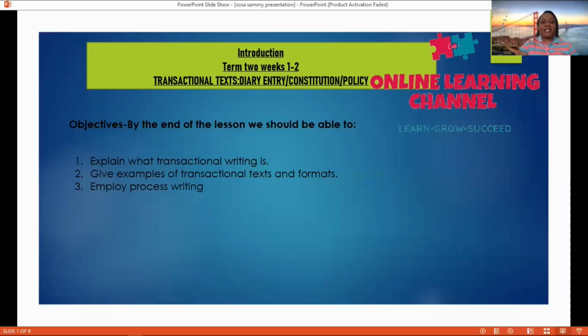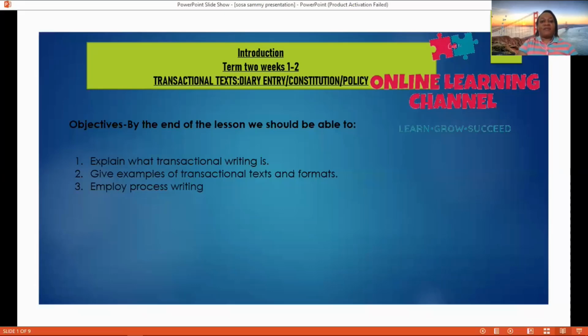Today we are looking at a lesson on transactional texts, specifically diaries, diary entries, constitution or policy. This is our term 2 work for weeks 1 and 2, grade 9 English.